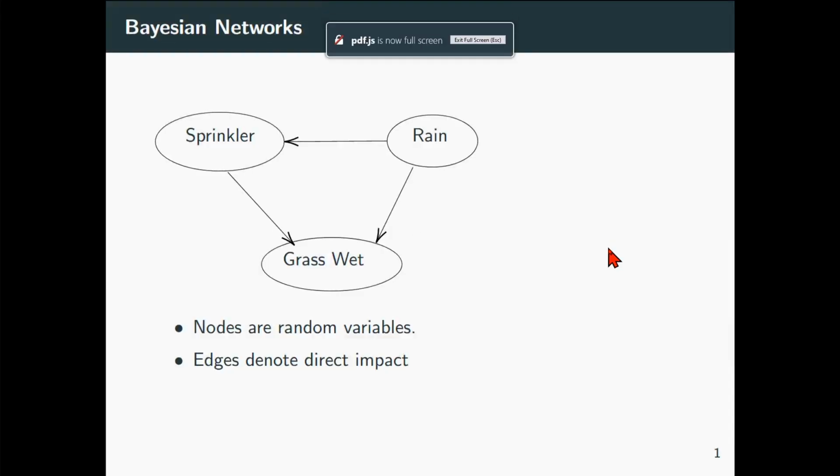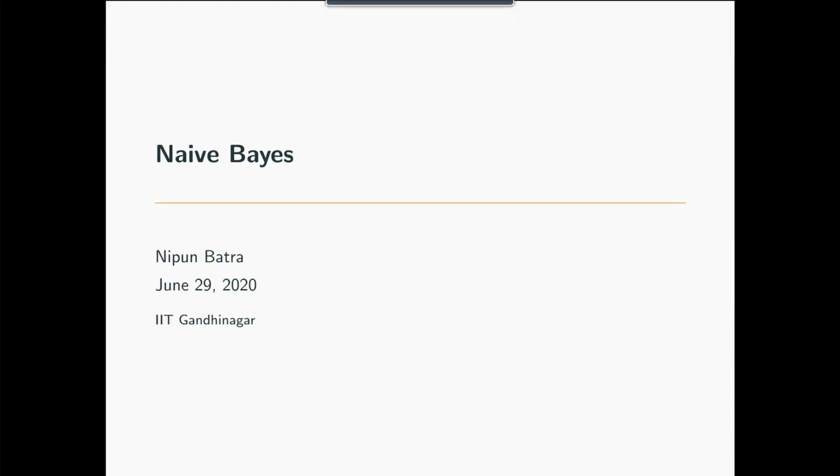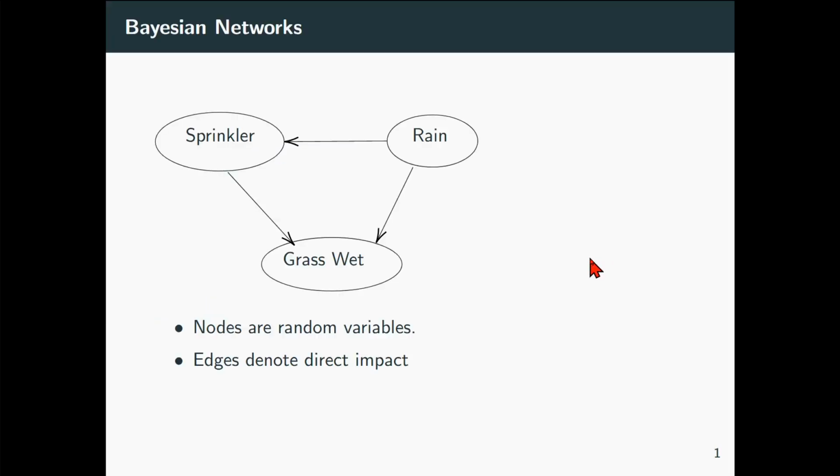Today we'll be discussing naive Bayes, which is a really simple machine learning algorithm used for the purposes of classification and very often used as a simple baseline algorithm. But before talking about naive Bayes, let us talk a little bit about Bayesian networks.